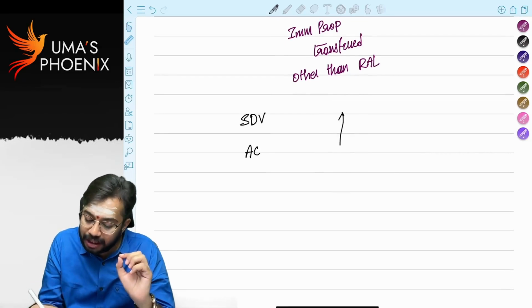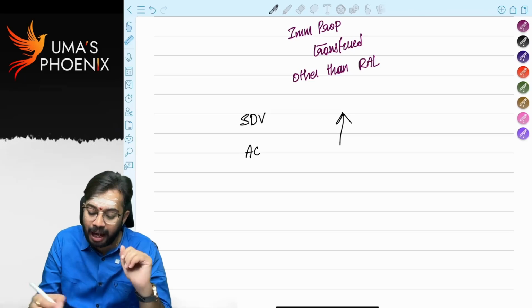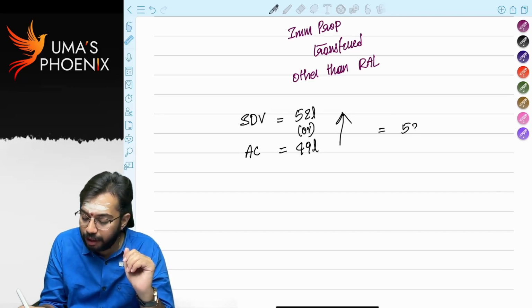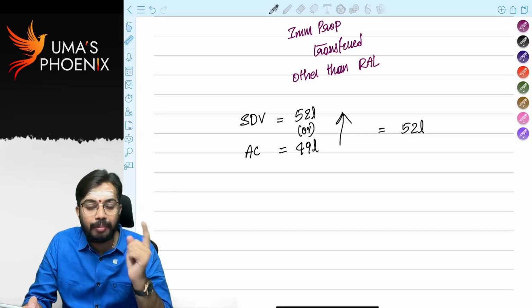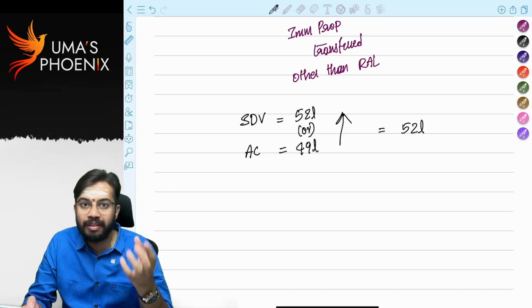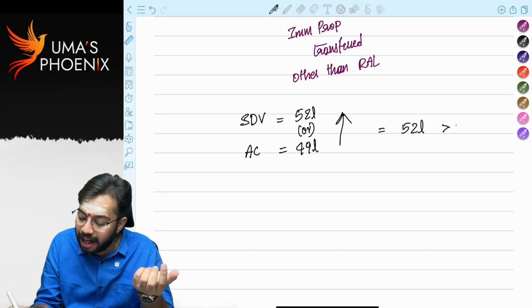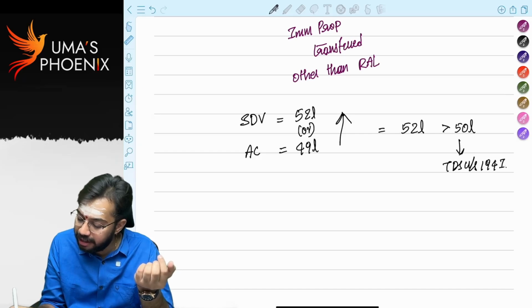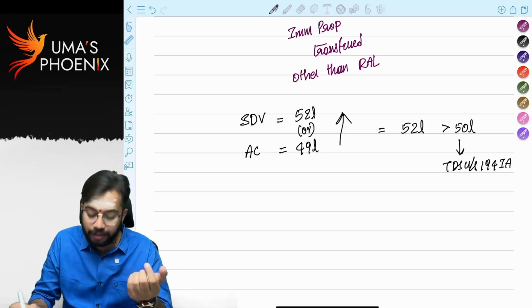Out of these two, whichever is higher you need to take. Let's say stamp duty value is 52 lakhs, actual consideration is 49 lakhs. Out of these two, whichever is higher means how much? 52 lakhs. Whenever stamp duty value or actual consideration, whichever is higher, if that higher amount is greater than 50 lakhs, then TDS is required to be deducted under section 194IA. Is it clear?